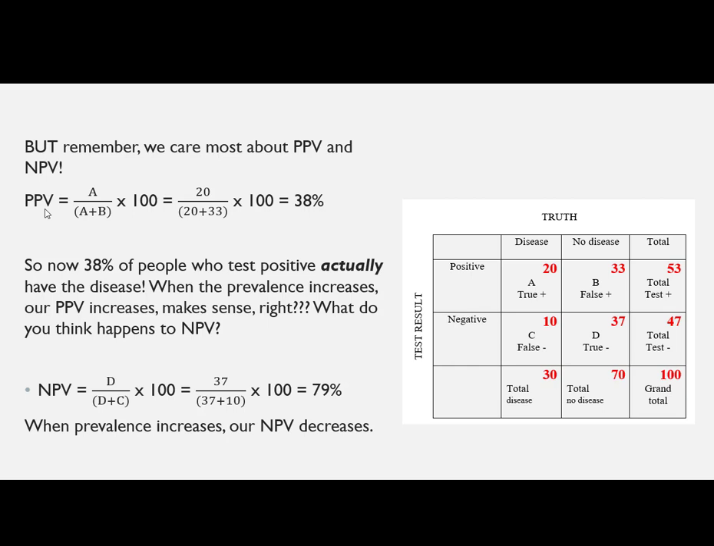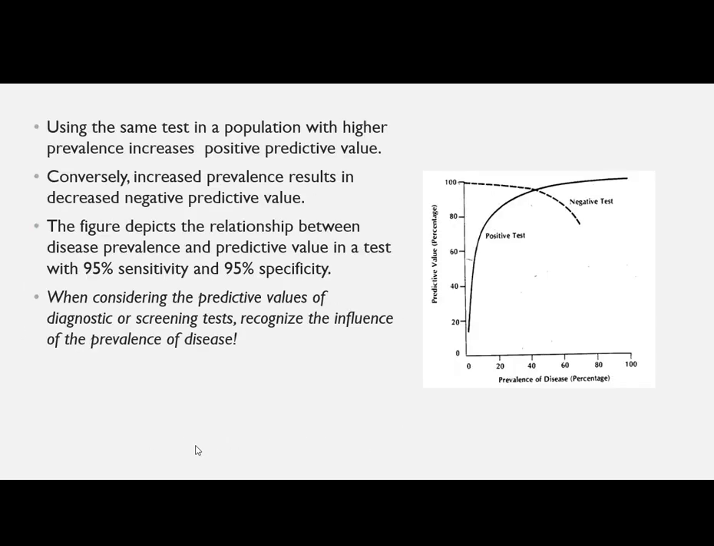So the positive predictive value, that's this here, 20 divided by 20 plus 33, and we get 38%. So we've increased. We're actually capturing more of the people who have the disease, they're testing positive. So that makes sense. When the prevalence increases, our PPV increases as well. Well, what do you think happens to the NPV? We look at this cell, 37 divided by 10 plus 37, which is 37 divided by 47, which is now 79%. Our NPV decreases when the prevalence increases.